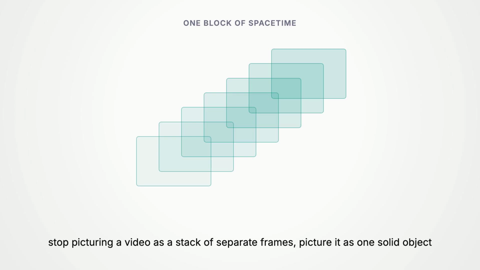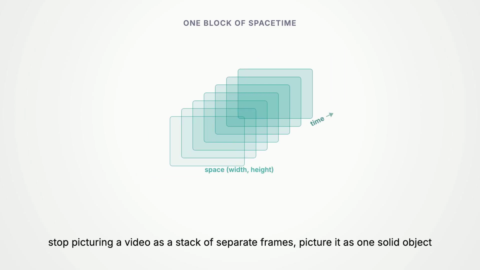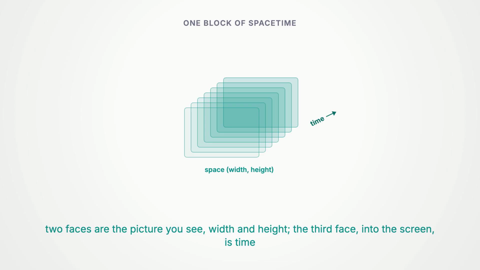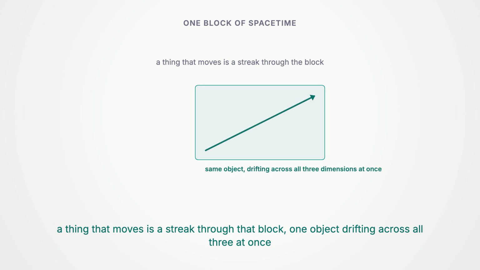Here is the mental shift that makes everything click. Stop picturing a video as a stack of separate frames. Picture it as one solid object. Take every frame and slide them into a deck, one behind the other until they form a single translucent block. Two of its faces are the picture you see, width and height. The third face, running back into the screen, is time. A thing that moves is not a sequence of pictures of it. It is a smear, a streak through that block, the same object drifting across all three dimensions at once.